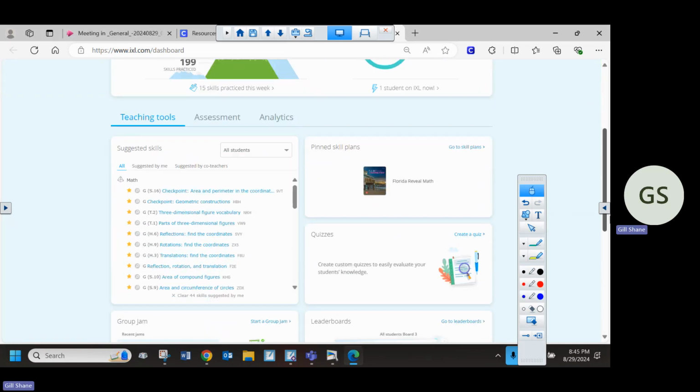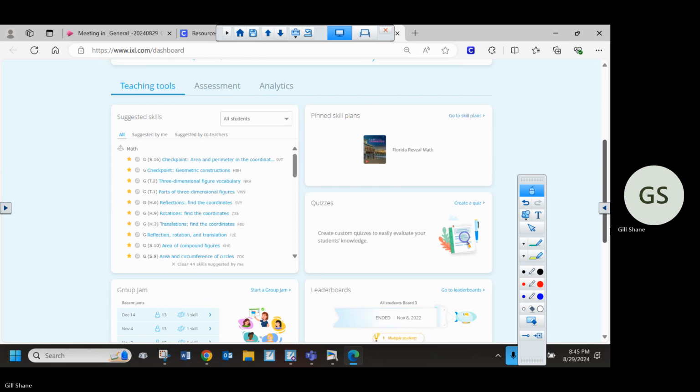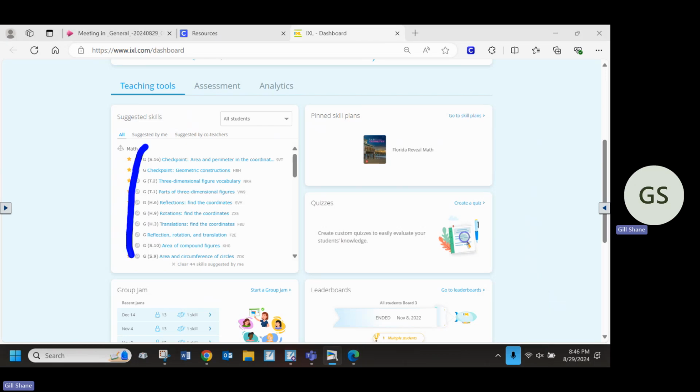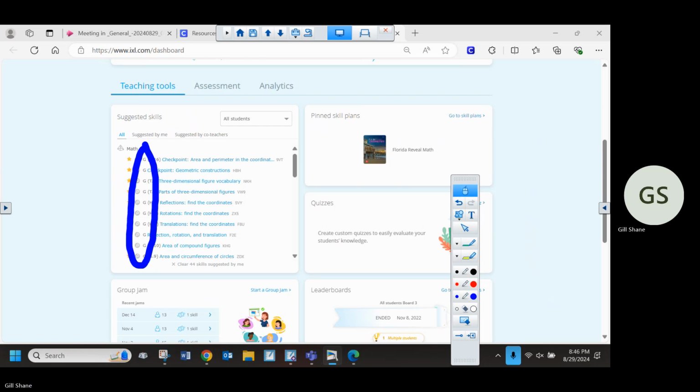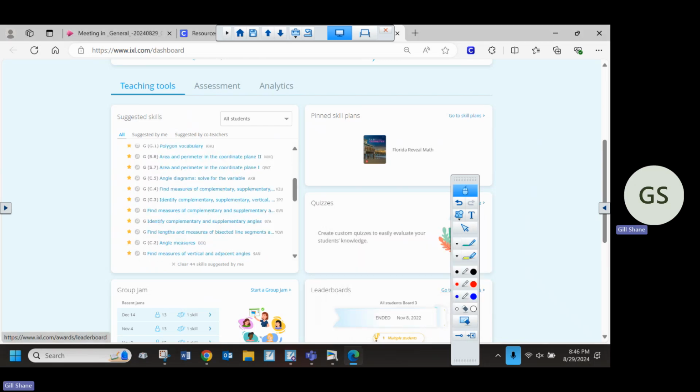So if you notice in your IXL, when you go in there, first of all, I've assigned a bunch of geometries. I hopefully know how to do this. If you see the G in front, that means they're geometry. Those are all about angles. Make sure you start at the very first one. Don't start at the difficult ones.